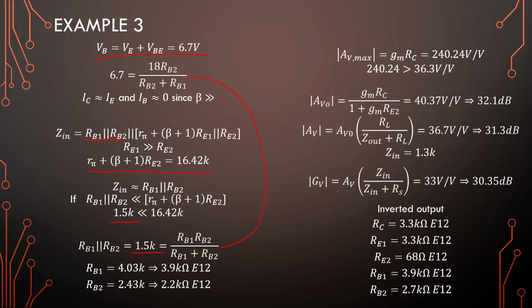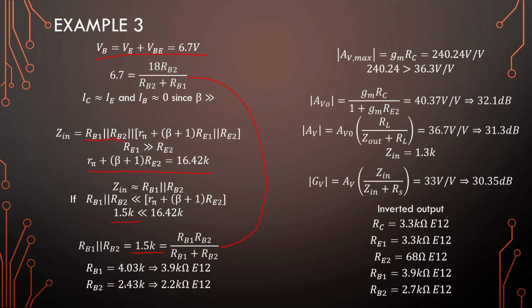If we multiply this top equation with the inverse, the RB2s will cancel, the RB1 plus RB2 will cancel. We will be dividing with 1.5k here, and this will result in our RB1 value.